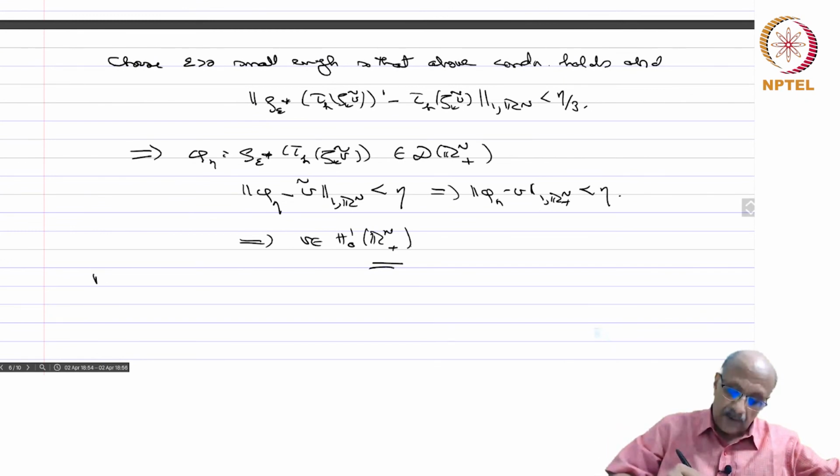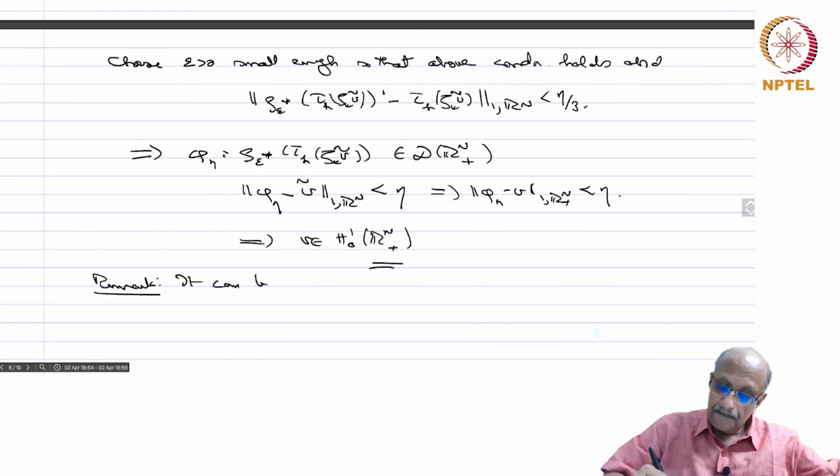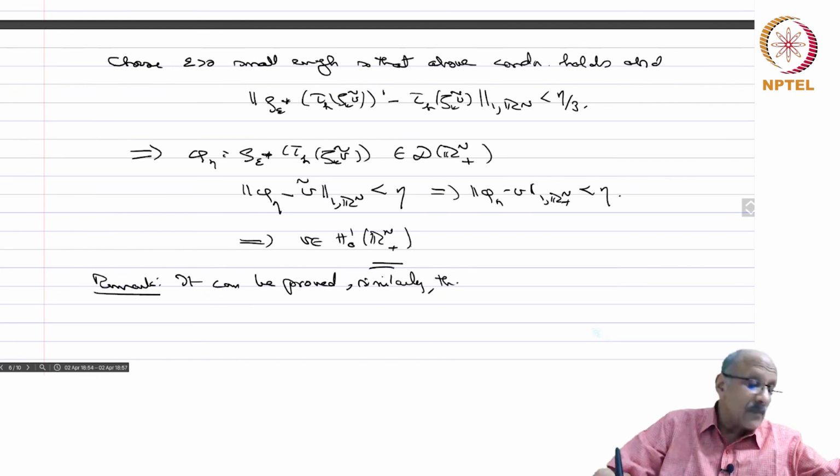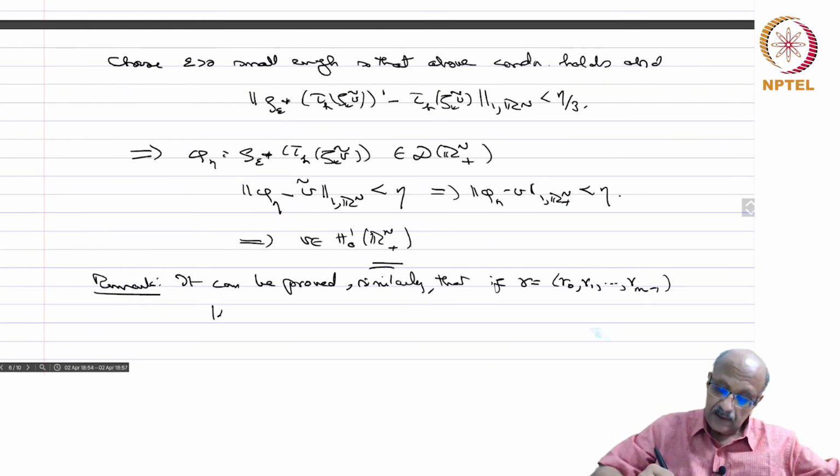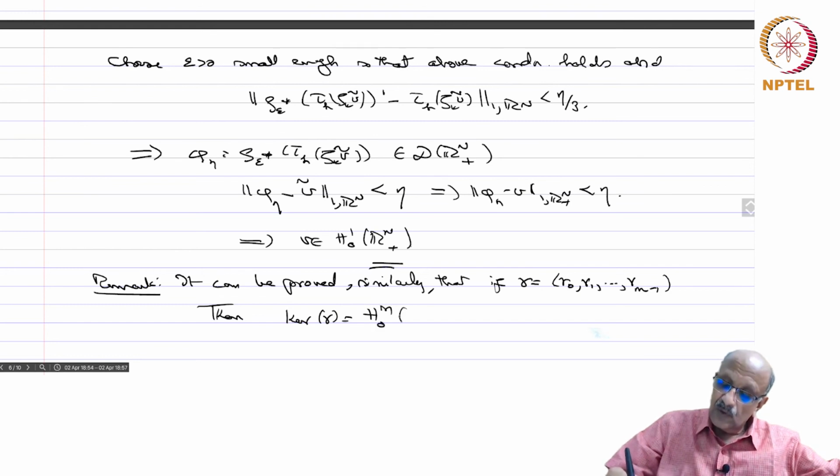So, remark: it can be proved similarly that if gamma equals (gamma naught, gamma 1, up to gamma m minus 1), then the kernel of gamma is in fact Hm0 of Rn plus.